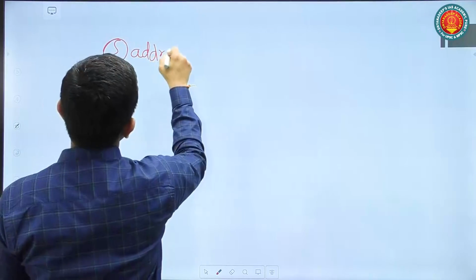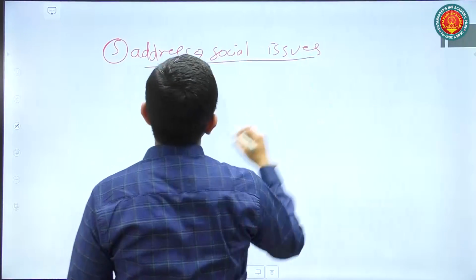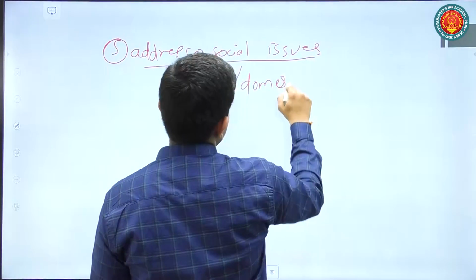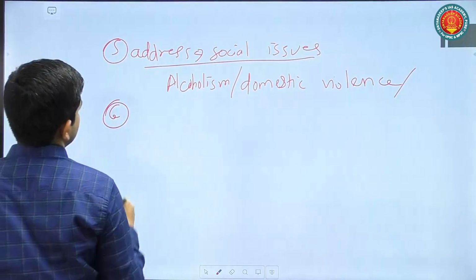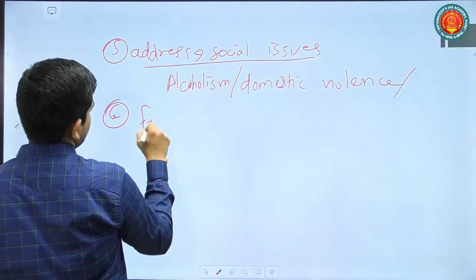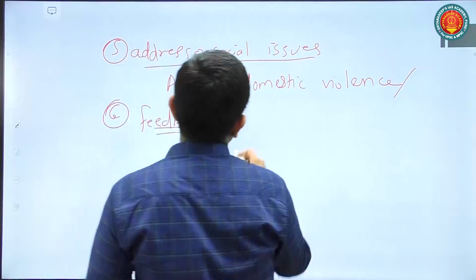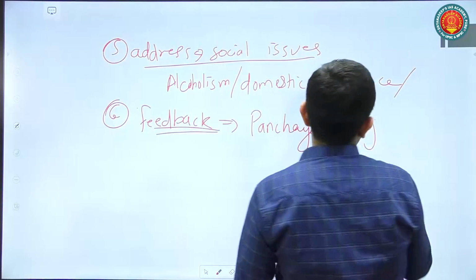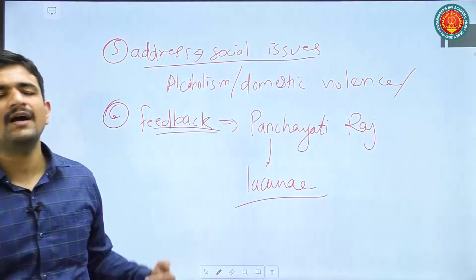You can also write that SHGs are important in a way to address issues which are social in nature. For example, you can address alcoholism, you can address domestic violence, through the power of SHGs. You can also suggest that SHGs can act as a feedback creator. They can create feedback in a way to address the lacunas in the Panchayati Raj of a particular village. So this is the basic answer that you have to write.